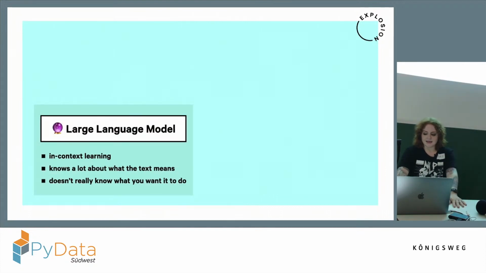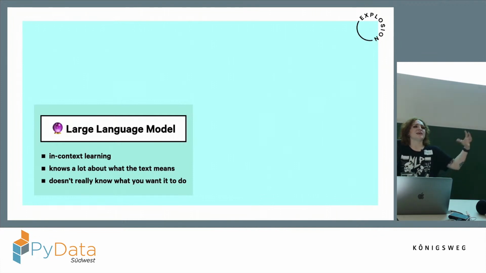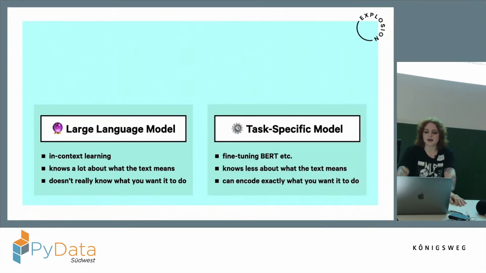And again here, the important distinction, whether we call it LLM or however we call it, is that these large models use in-context learning. They know a lot about what the text means, but they don't really know what you want it to do, which makes a lot of sense. And then on the other side, we have what I'm calling task-specific models, which for some reason some people also call LLMs, which makes the whole thing really confusing. Here we're really talking about fine-tuning something like BERT for a very specific task. If we know what we want, we can take advantage of that.